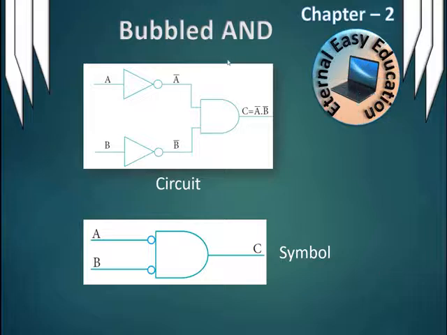Now we are going to see about the bubbled AND. What is the meaning? First the input A is reversed, then the input B is also reversed. Both the reversed inputs are given to the AND gate. This is called bubbled AND. The symbol is the same AND gate, but there will be a bubble before A and B.